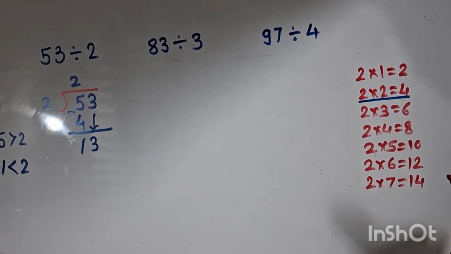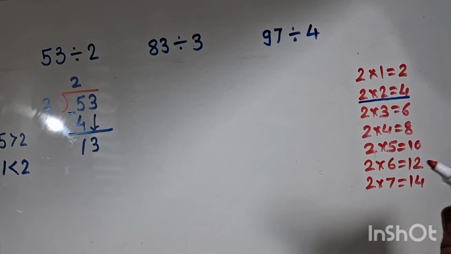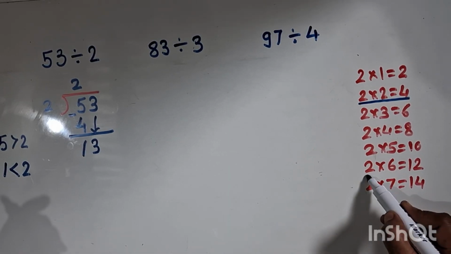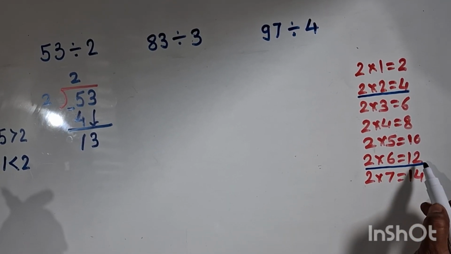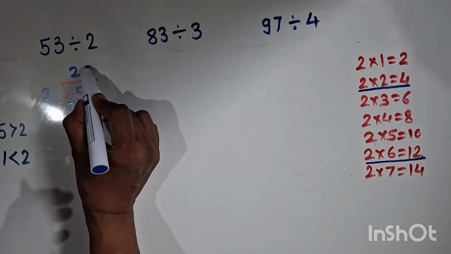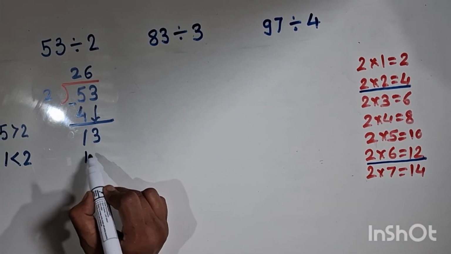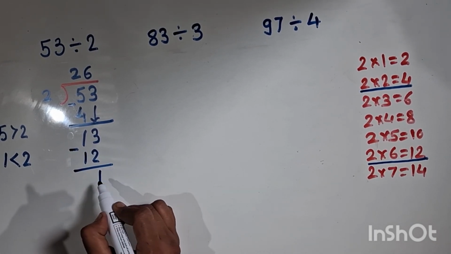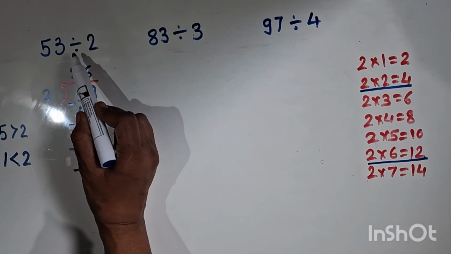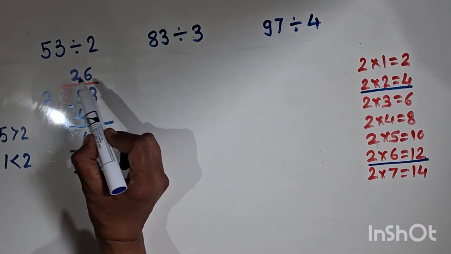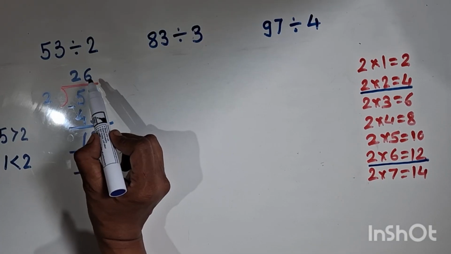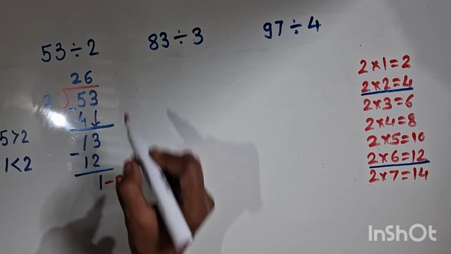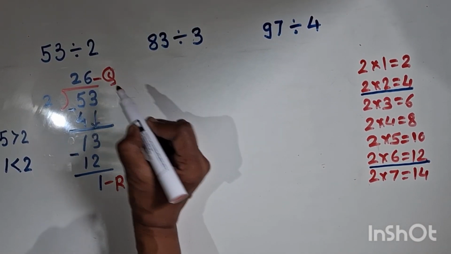Then what to do? Then find such a number which is less than 13 and nearest to 13. What is that number? That is 12. 2 6s are 12. Here we write 6 and subtract 12 from 13. 13 minus 12, remainder is 1. See, 53 divided by 2. What is our answer? 26. 26 is our quotient and 1 is our remainder.